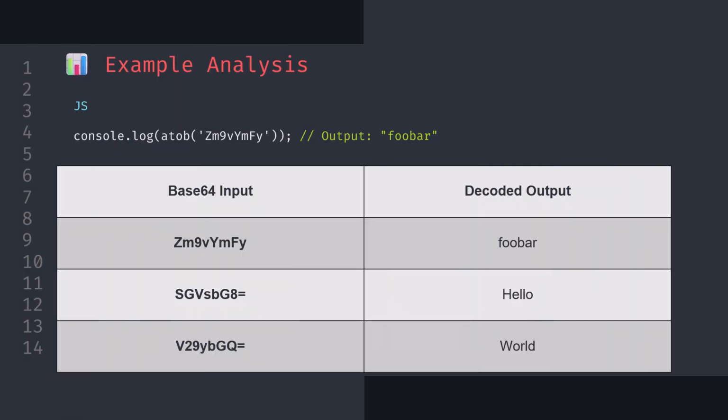Let's see it in action. The first input becomes foobar, the second input becomes hello, and the third input gives us world. We'll often decode such strings when handling encoded payloads or API responses. Simple, right?